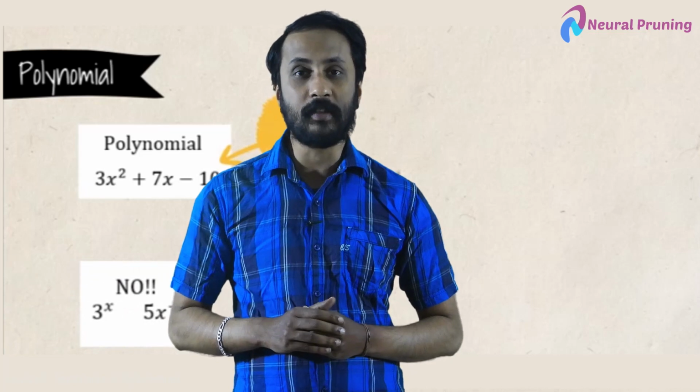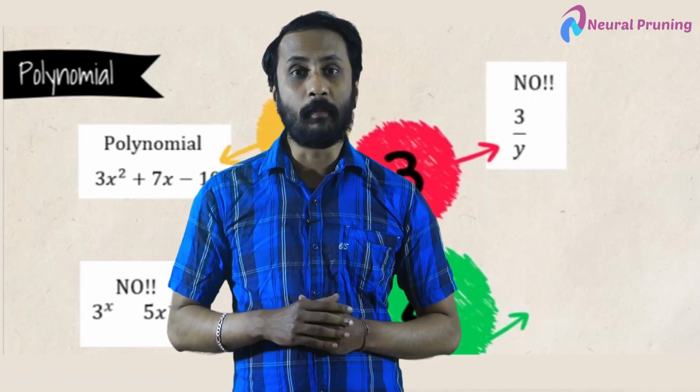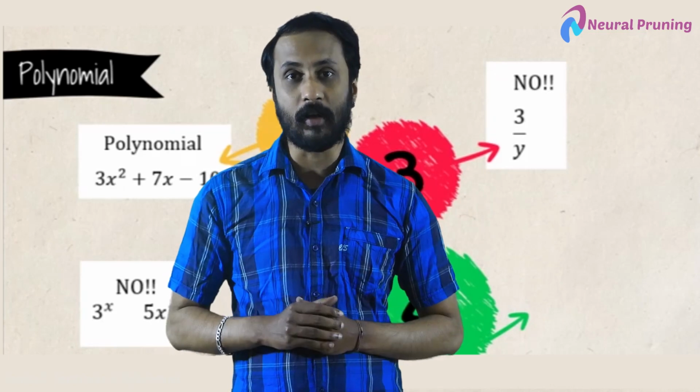Let me start with the word polynomial. So what is a polynomial? Polynomial is a combination of two words, poly and nomial. Poly is a Greek word which means many. Nomial is terms. So many terms together makes a polynomial.